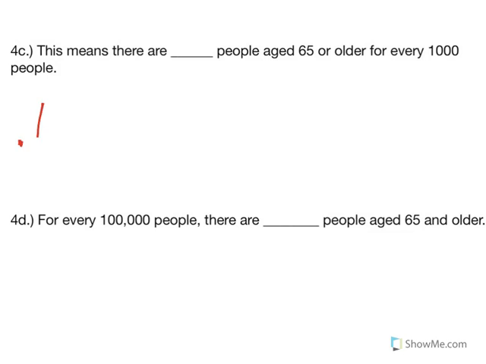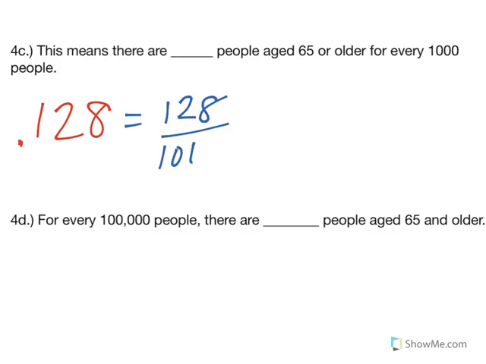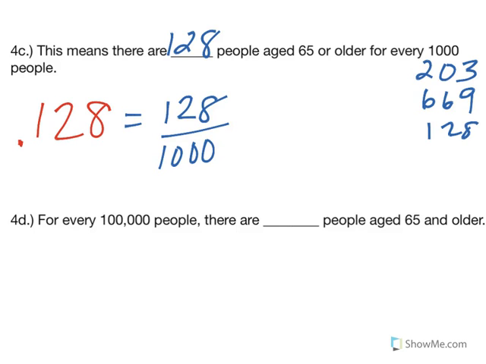If we have 0.128 and I change that to a fraction, 3 decimals means thousandths, so there are 128 people aged 65 or older for every 1,000 people. And if you think about it, we had 203 young ones, 669 workers, 128 oldies. If you add those together, that gives you your 1,000 population. So these decimals, these ratios, lead us to the direct proportion of people that we need.